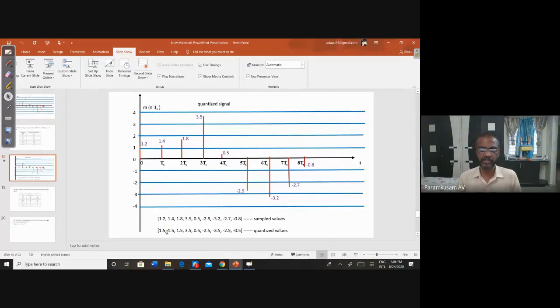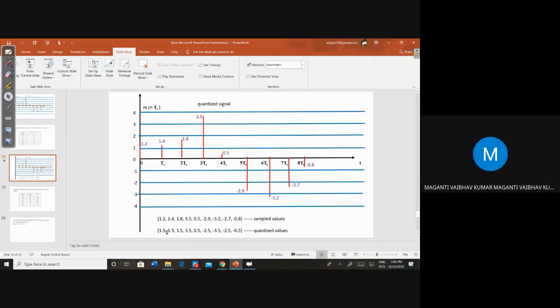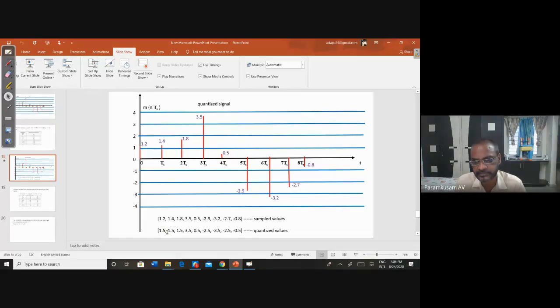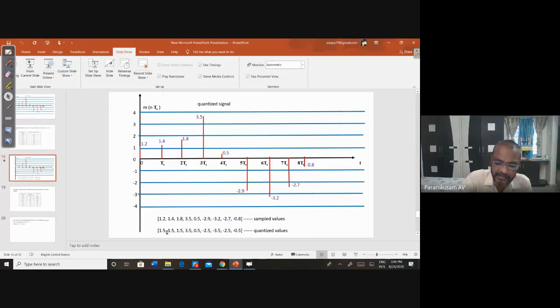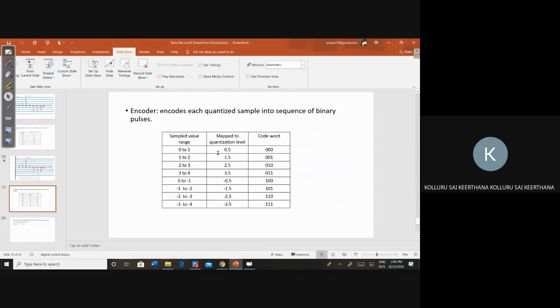ఇప్పుడు మీకు ఒక క్వశ్చన్ అడుగుతాను. After converting this sampled signal into quantized signal, the amplitude of quantized signal will be having infinite possible values or finite possible values? అది కరెక్ట్ గా ఆన్సర్ చెప్పండి. ఫైనల్ క్వశ్చన్. ఫైనైట్ సార్. ఫైనైట్ ఎన్ని వాల్యూస్ ఉంటాయి? 8 values. 8 వాల్యూస్: 0.5, 1.5, 2.5, 3.5, minus 0.5, minus 1.5, minus 2.5, minus 3.5.